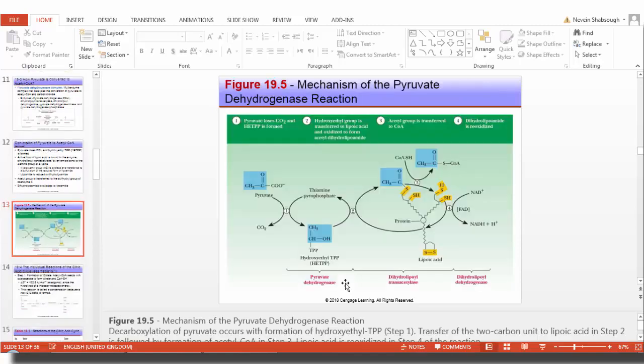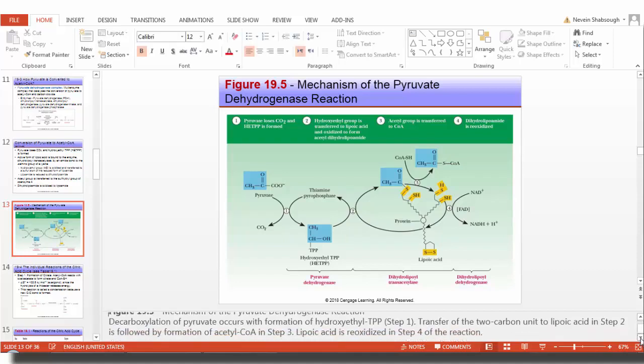If we look at the mechanism here, you see we have step 1 here. You see the decarboxylation of pyruvate occurs through the formation of hydroxyethyl TPP, then transfer of the 2 carbon unit to lipoic acid in step 2, followed by formation of acetyl-CoA here, and then lipoic acid is reoxidized in this last step.